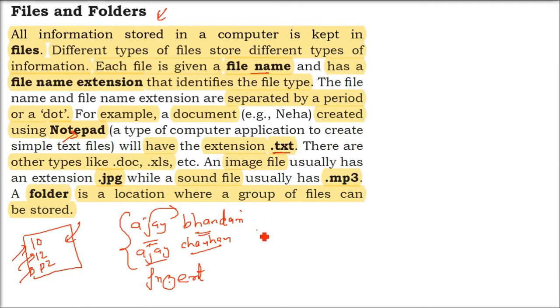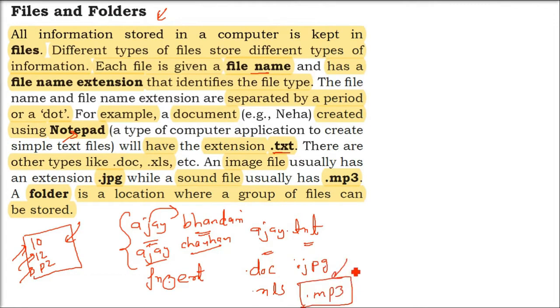A Windows Media Player which is playing audio or video files will not be able to open a text file. So this ajay.txt will only contain the text content. A doc file will contain text content along with some images and other added things. .jpg will only have an image. It cannot have, say, a video. For that you have to go to mpeg. mp3 will only have sound.